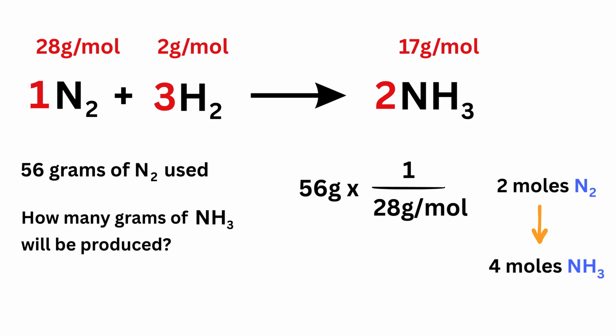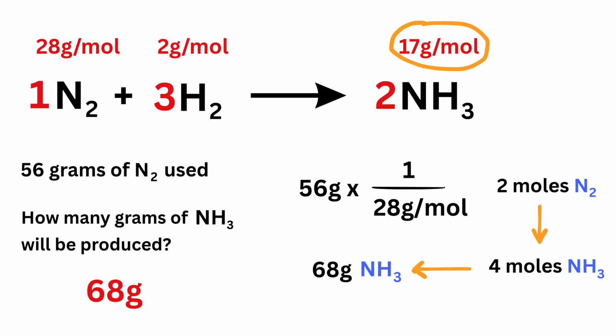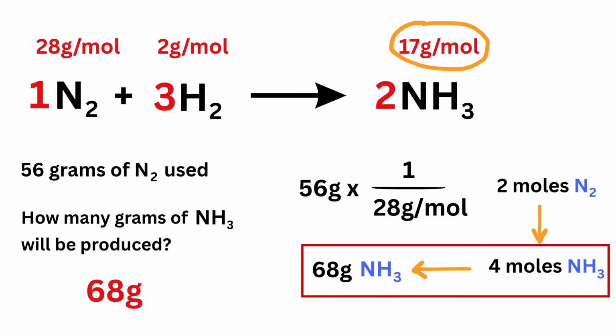The final step is converting moles of ammonia into grams. Since ammonia has a molar mass of 17 grams per mole, we multiply 4 moles of ammonia by 17 grams per mole. This gives 68 grams of ammonia. Therefore, 56 grams of nitrogen produce 68 grams of ammonia. Notice how the calculation moved smoothly from mass to moles, then moles to moles, and finally moles back to mass.